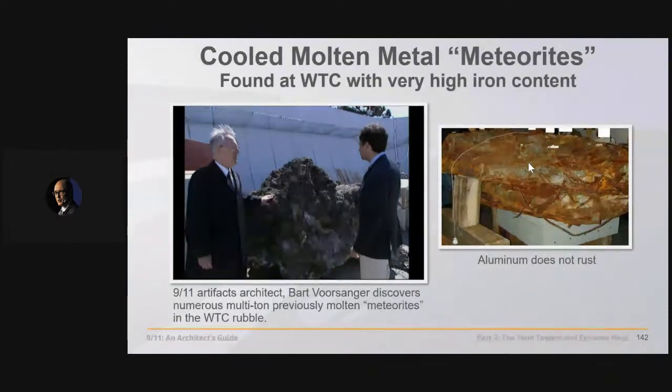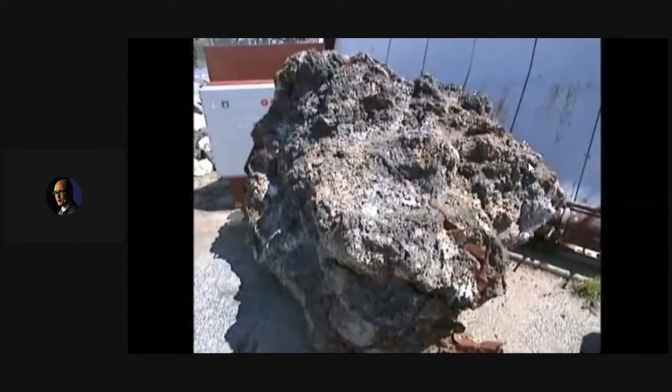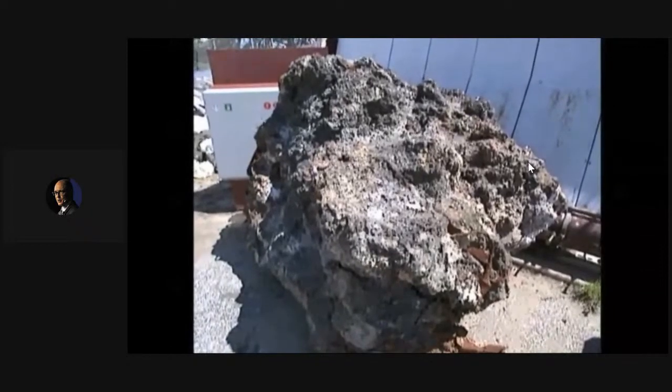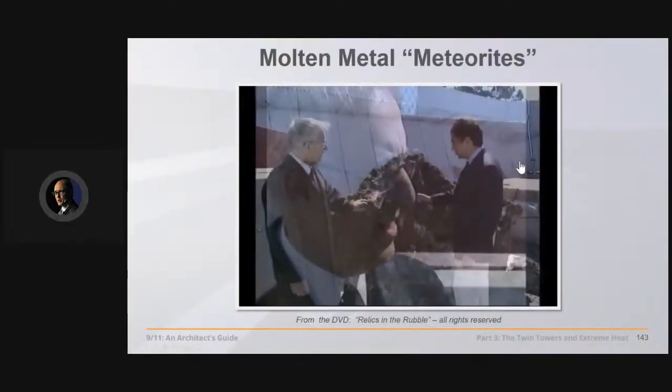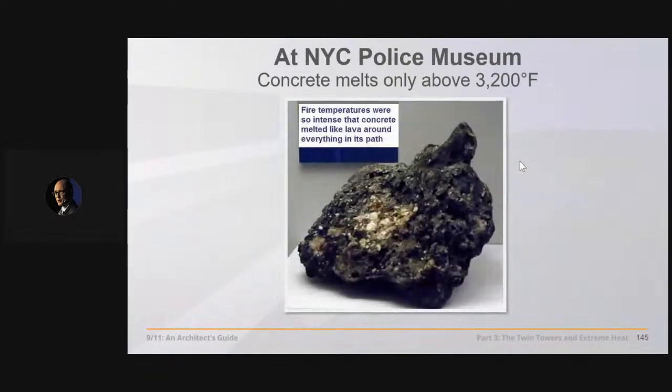How about the architect? Bart Voorsanger: One of the more unusual artifacts to emerge from the rubble is this rock-like object that has come to be known as the meteorite. It's this fused element of steel, molten steel and concrete and all of these things all fused by the heat. Well, I didn't even know concrete could melt, but here it is in the Police Museum in New York. It melts at 3,200 degrees Fahrenheit. What got that hot? Fire temperature is so intense that concrete melted like lava around everything in its path.